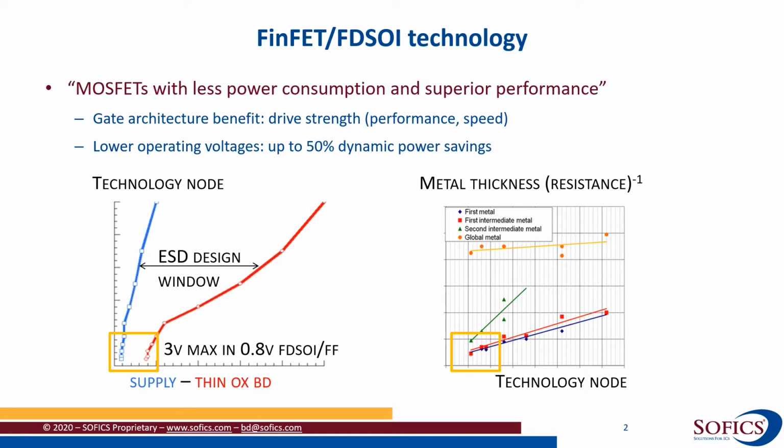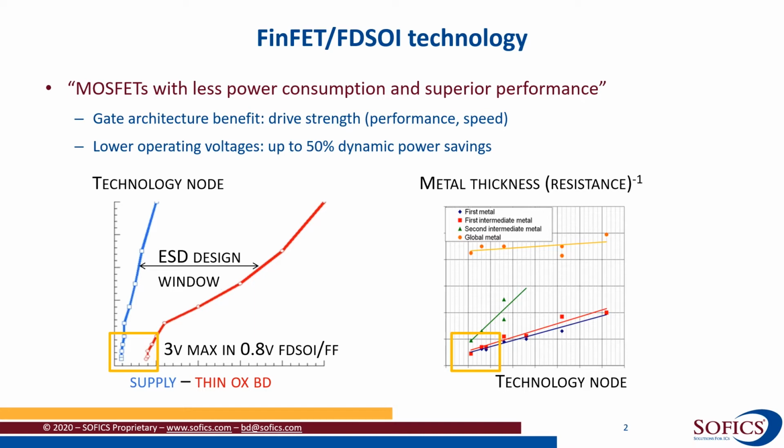The distance between the blue and the red line we can call the ESD design window, because obviously an ESD protection device shall operate below the region where damage may occur, so that's below the red curve. Also, the ESD device should not interfere with normal operation, so it should operate above the blue line. Hence, the distance between the blue and the red line is the ESD design window. It's the operational margin for the ESD protection device.